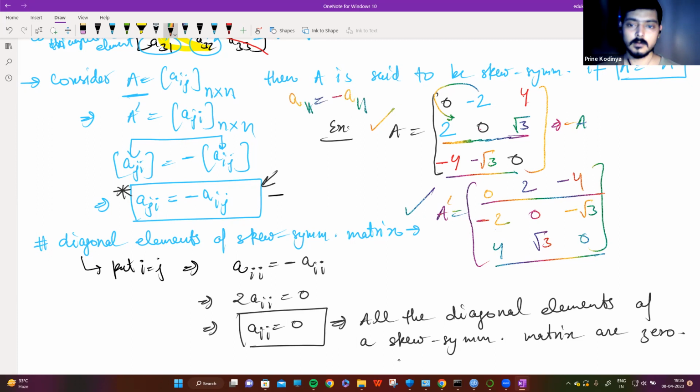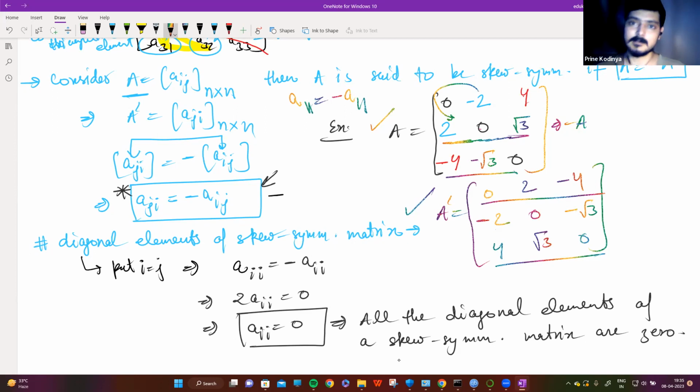If A dash is equal to minus A, then every diagonal element must be equal to its negative as well, because they are not changing position. A11 is at A11. So when you find A dash, A11 is there at the same position where A11 was in A. Now you are saying that they are related to minus times of each other. That is, A11 has to be equal to minus times of A11. That is only possible when A11 is 0.